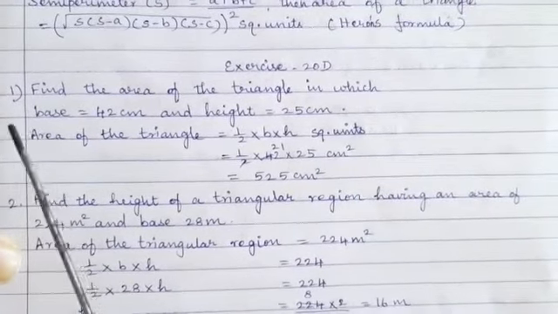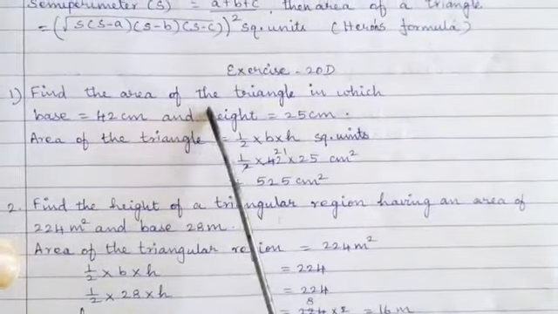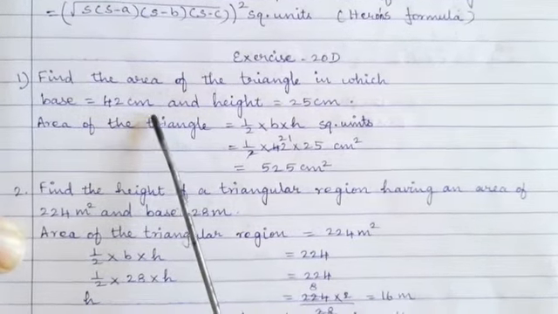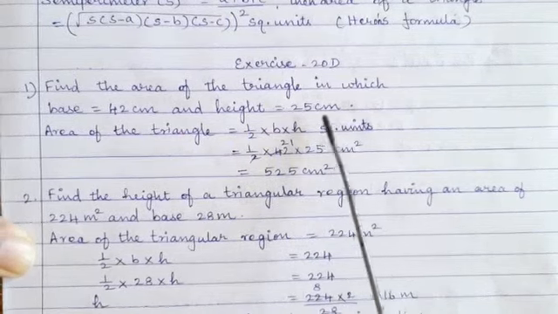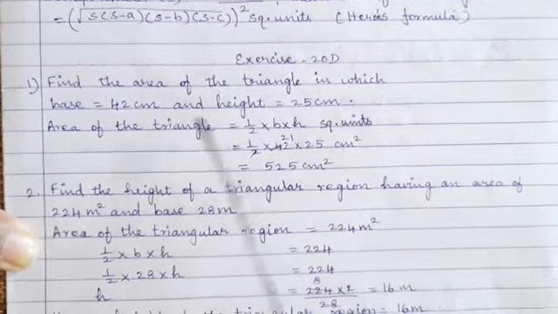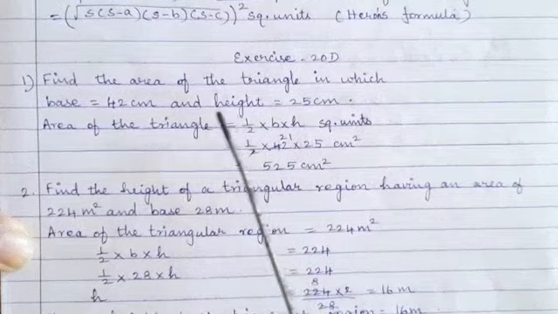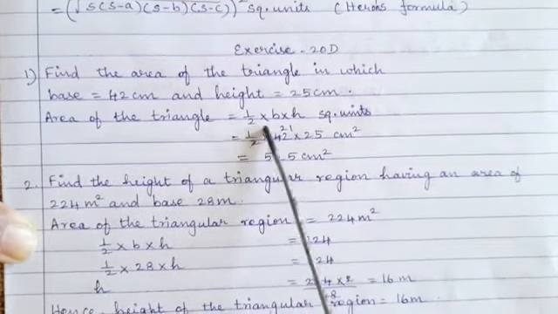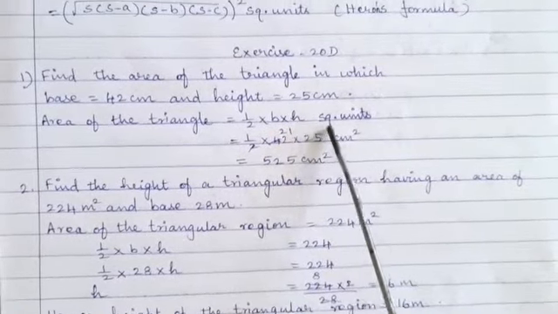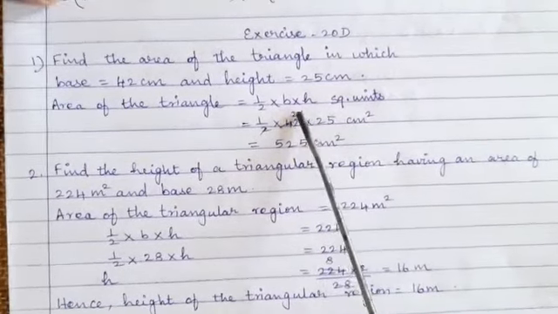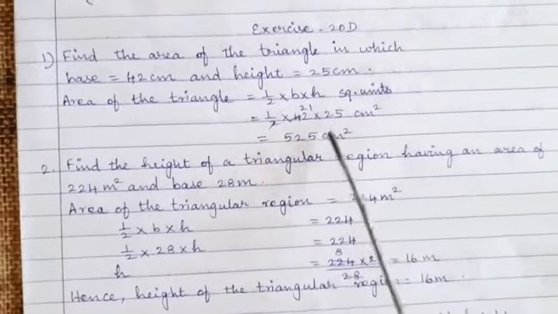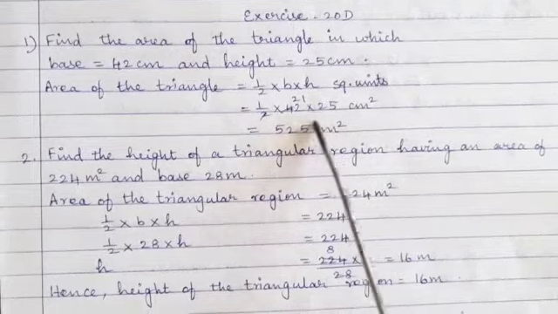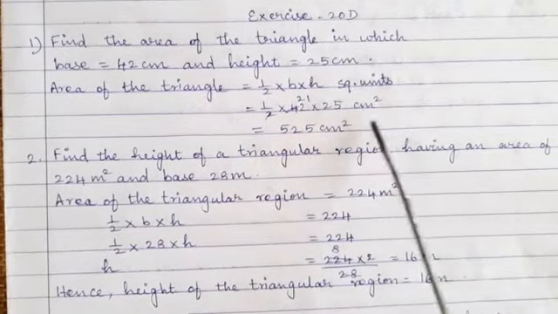Question number 1. Find the area of the triangle in which base equal to 42 centimeter and height equal to 25 centimeter. In this question, base and height is given, so we will use the formula for area of the triangle is equal to half into base into height square units. Half into 42 into 25. After simplification, you will get 525 centimeter square. Do the calculation, that is multiplication, in the rough column.